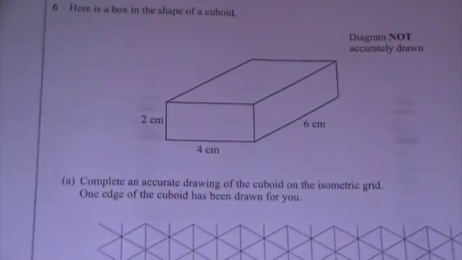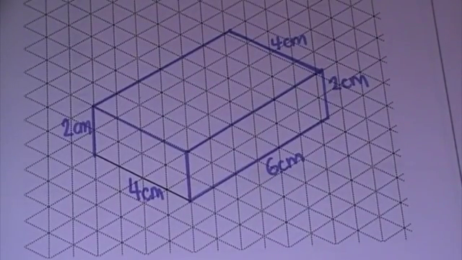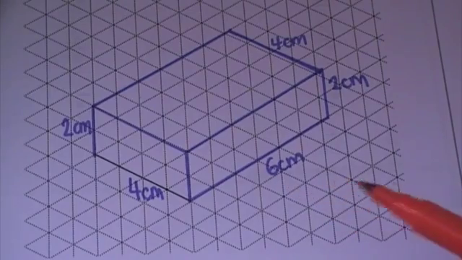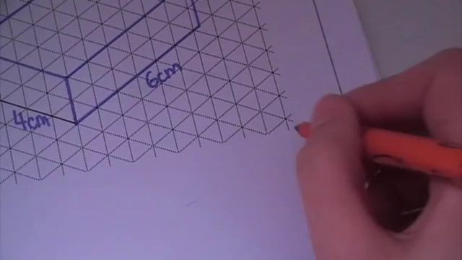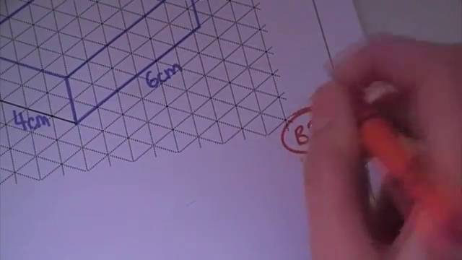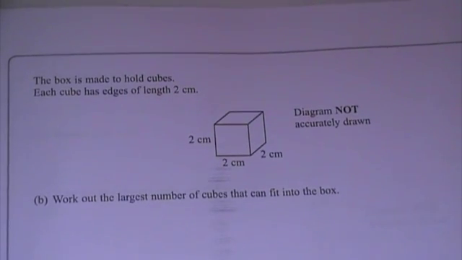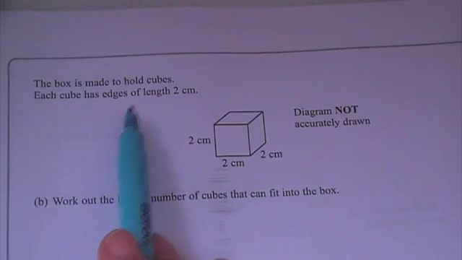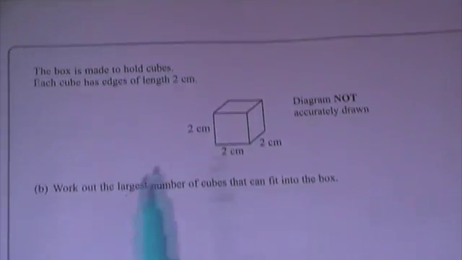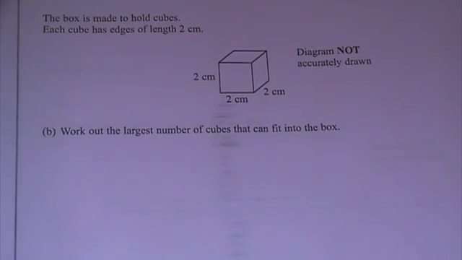The mark scheme for 6A is 2 marks, and it just says a correctly drawn or an accurately drawn cuboid. So they would measure your sides and you'd get your 2 marks. Question 6B. The box is made to hold cubes. Each cube has edges of length 2 centimetres. Work out the largest number of cubes that can fit into the box.